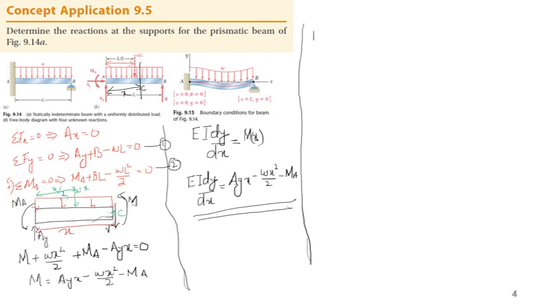So if I integrate it, I can write EI theta, or EI dy by dx, and that will be equal to what? If I integrate it, that will become AY x square by 2 minus W x cube by 6 minus MA x plus C1.